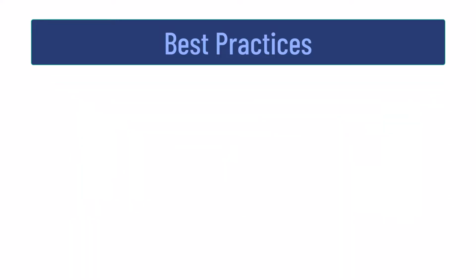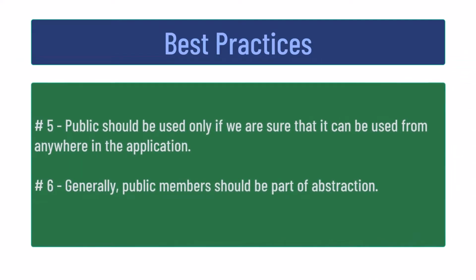Another thing, a member should be marked as public only if it can be accessed from anywhere in the application. Generally, when a property or method is marked as public, it should be part of abstraction. It means that method or that property should be essential for the class. For example, when you have a logger class, then the log method should be public because logging is the main purpose of the logger class.